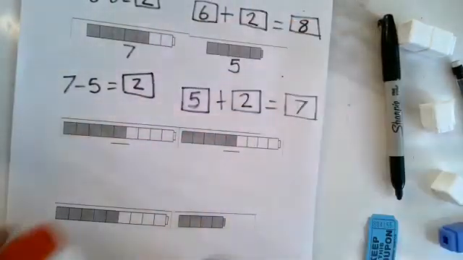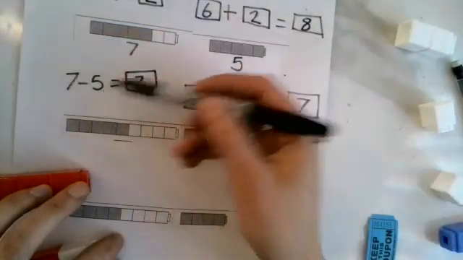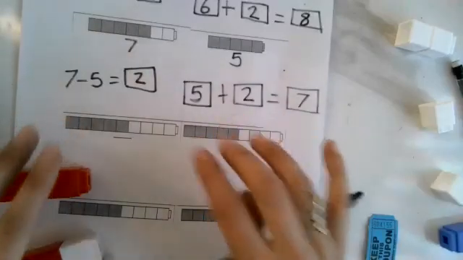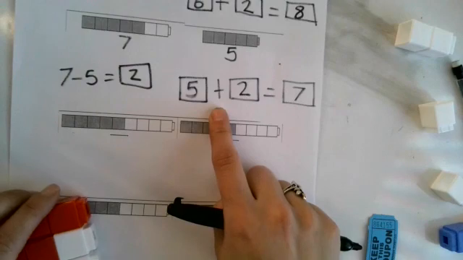Awesome job, guys. Do you see how if we just flip-flop these numbers, they're all the same numbers, 7, 5, 2, 7, 5, 2, but they're in opposite orders. We're using subtraction and addition.